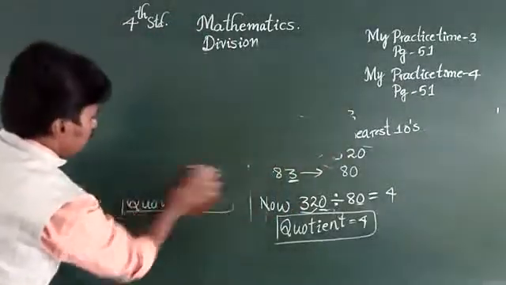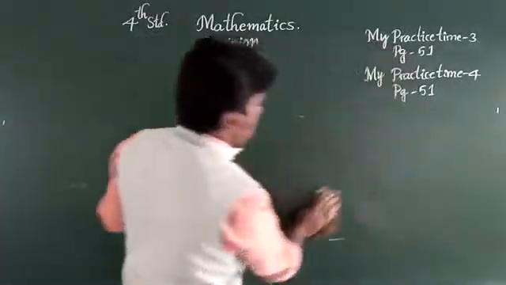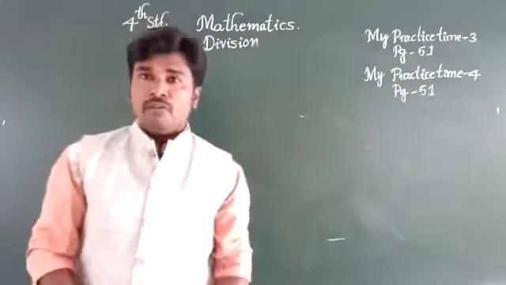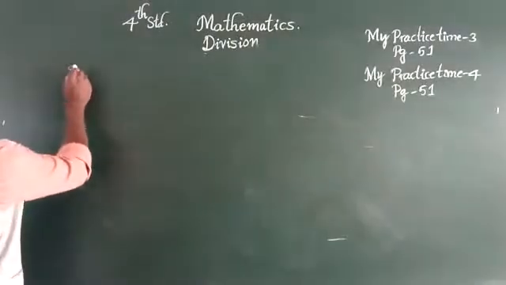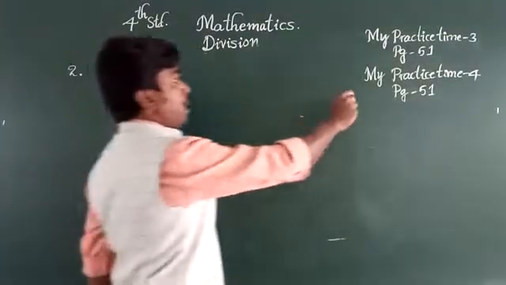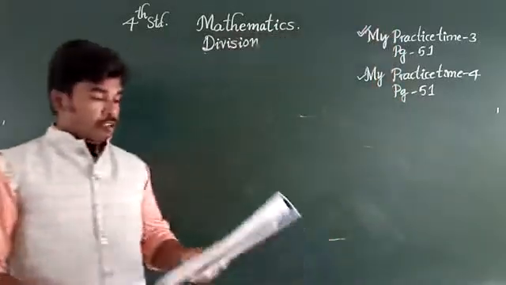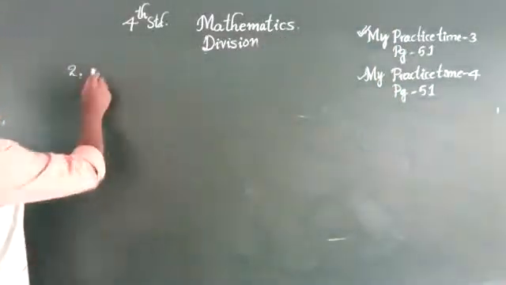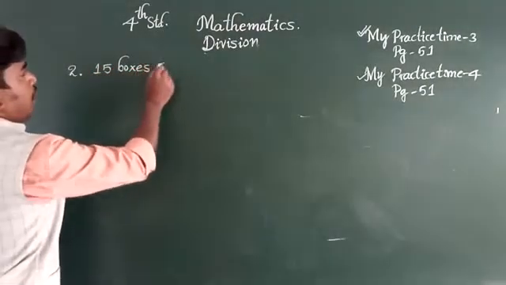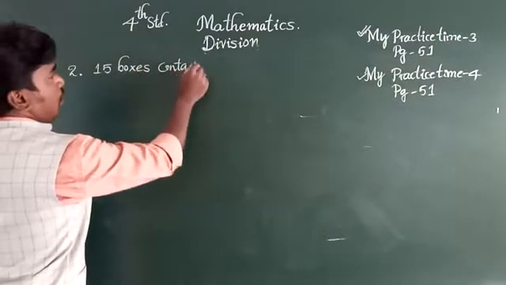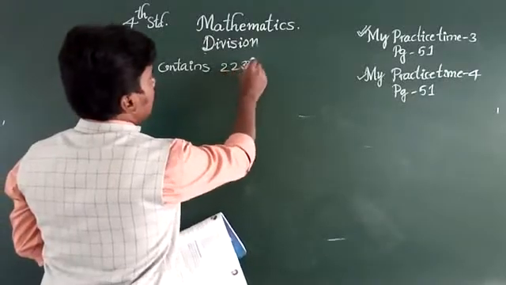See the question, it is there in my practice 4 only. Only 3 questions are there. The first one has many, 9 questions. In the second one, if you take the third one, do it yourself. This is my practice time 4. This one I have completed. Now come to: 15 boxes contains 223 balls.